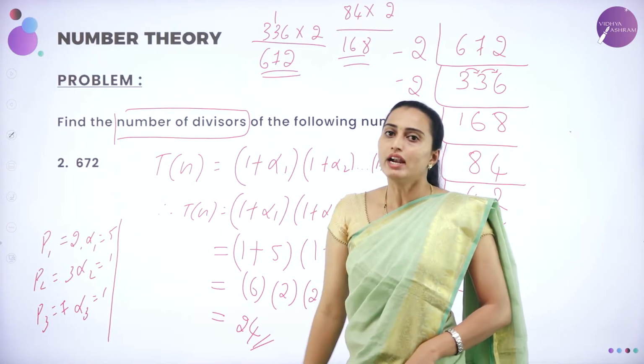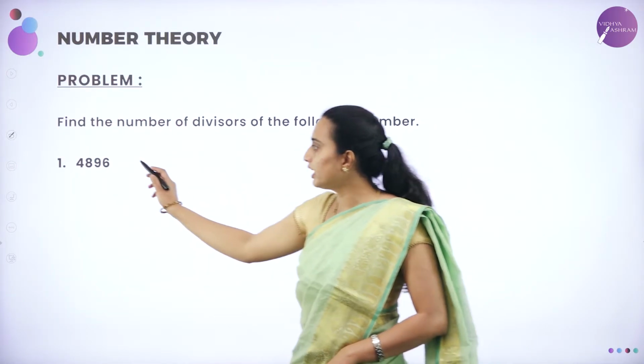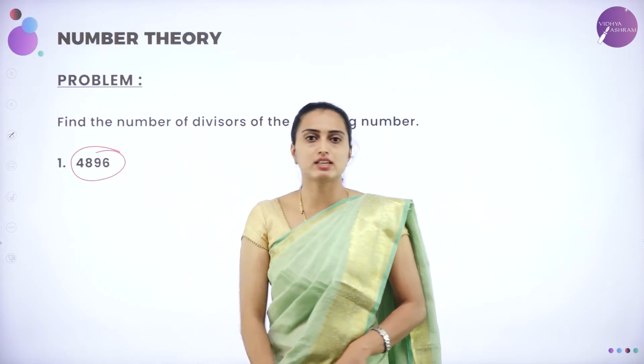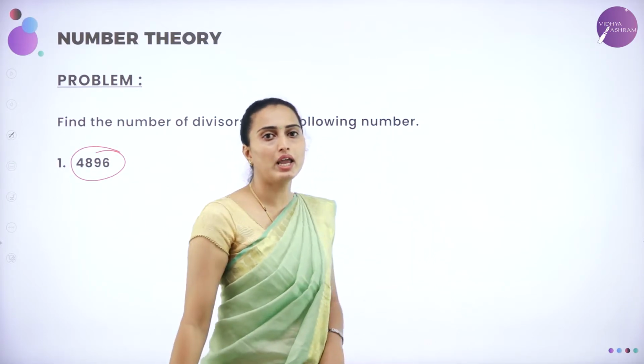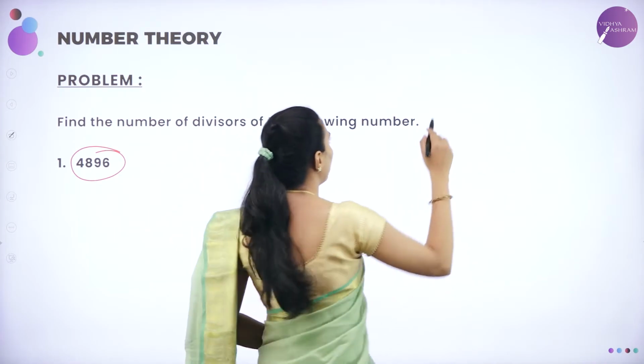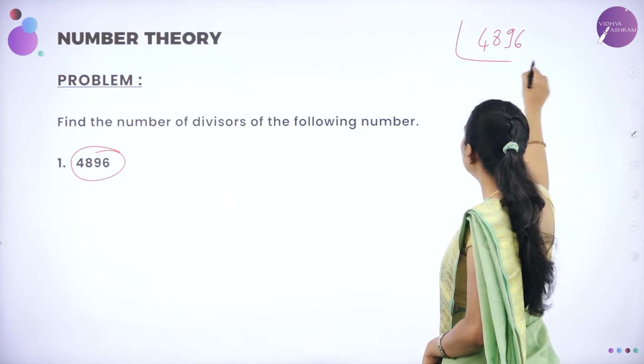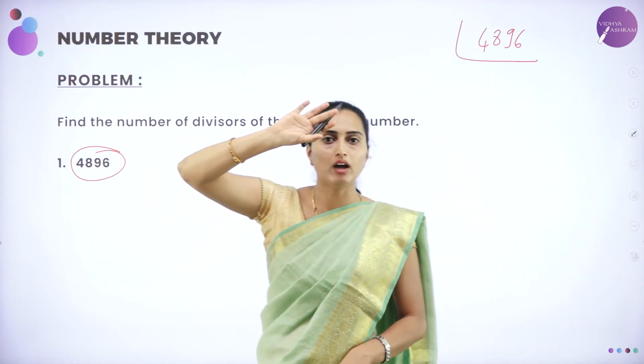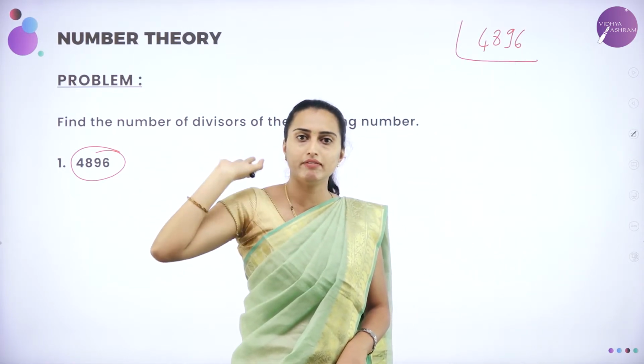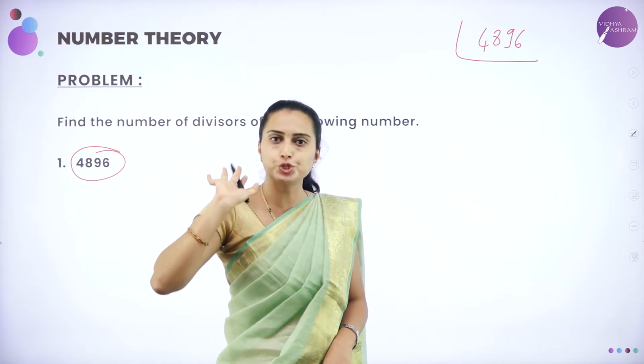Find the number of divisors of 4896. Now let me do the prime factorization. 4896 can be divided by 2, since it ends in 6, an even number. The only even prime number is 2.